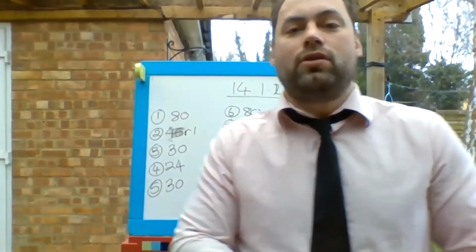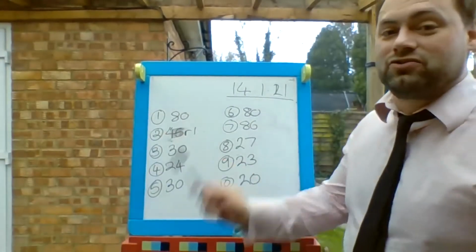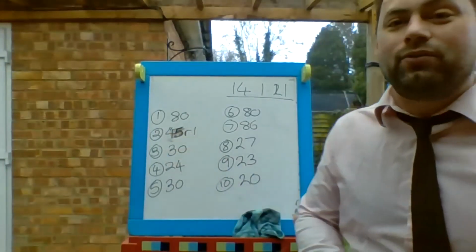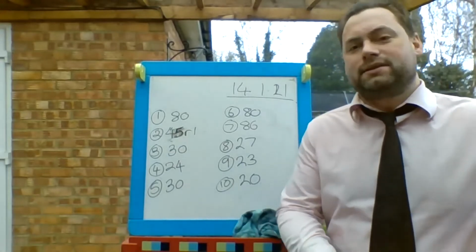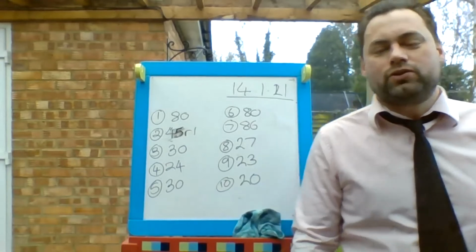Okay, well done for working out those questions. Here are the answers on the board behind me. Question 1 is 80. Question 2 is actually 45. There was a remainder of 1, so there was 1 left over. We're not really going to focus on remainders today, but it's always good just to put that one up there to keep you on your toes.